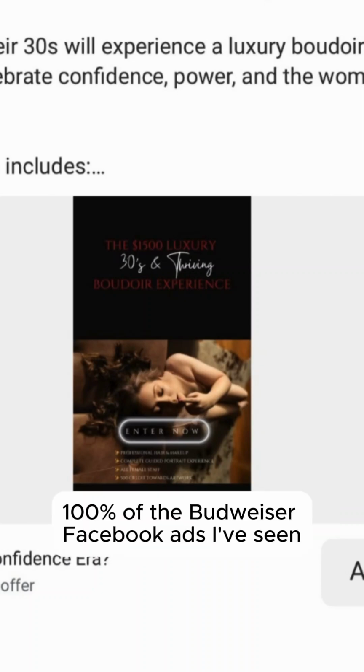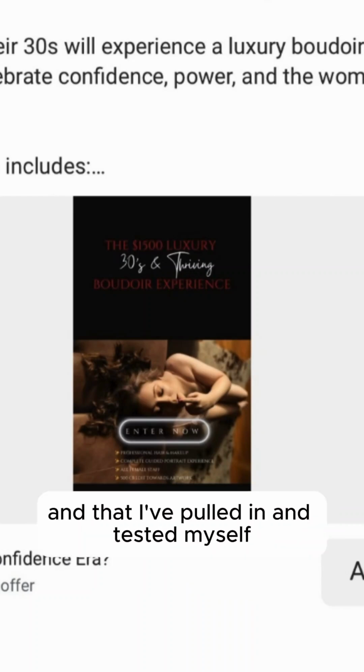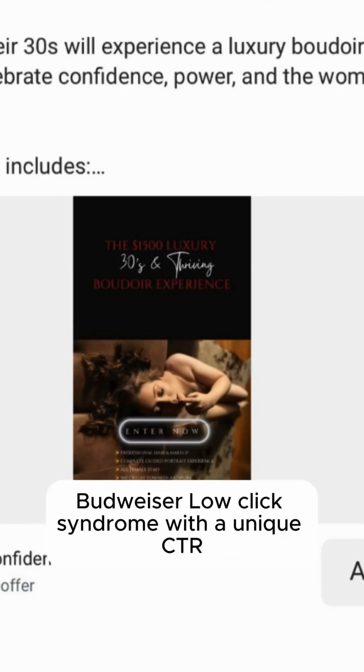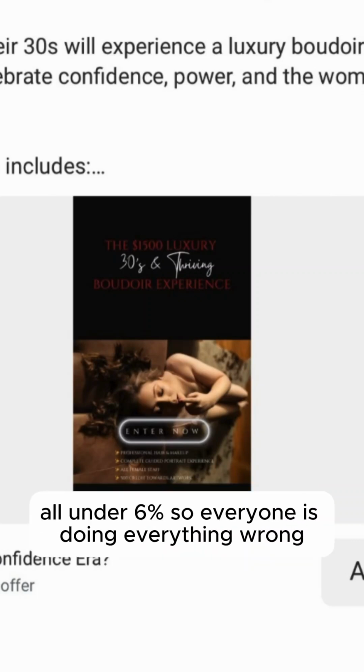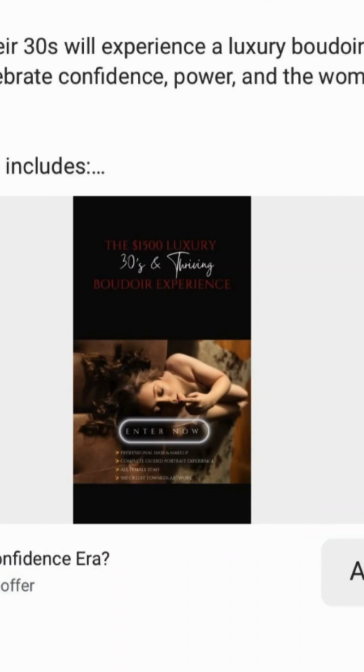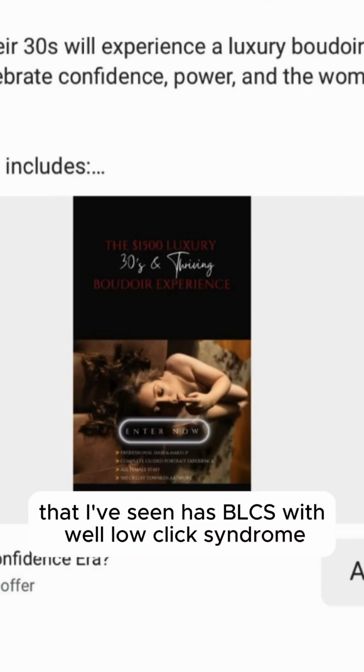Well, 100% of the Boudoir Facebook ads I've seen the back end for, and that I've pulled in and tested myself, have had BLCS, Boudoir low click syndrome, with a unique CTR under 6%. So everyone is doing everything wrong. Yes, everyone is making these mistakes. That's why everyone I've seen has BLCS.